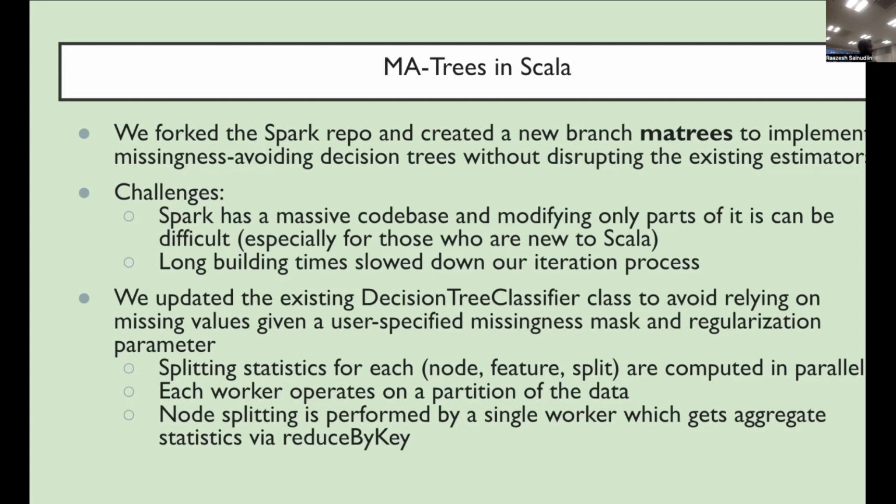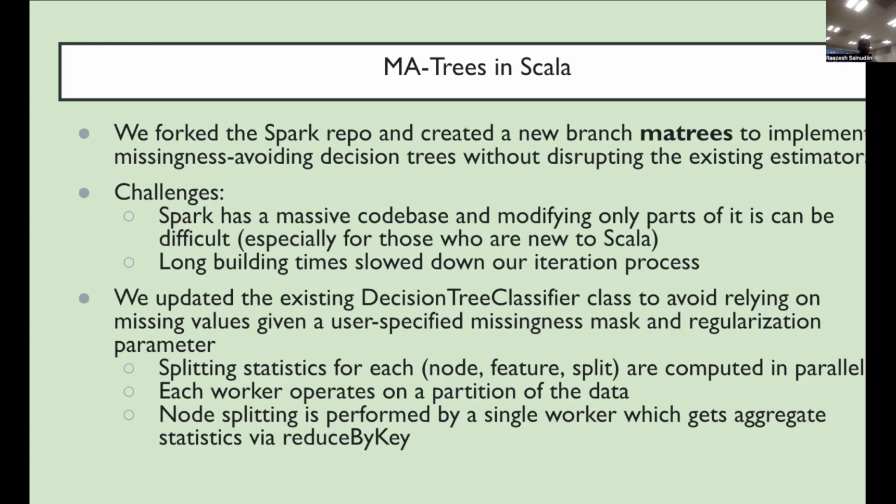But we basically did this, and we updated the existing decision tree classifier to avoid relying on missing values. So you pass a missingness mask to your model and this regularization parameter alpha. And then we get all the features that are already implemented in Spark.